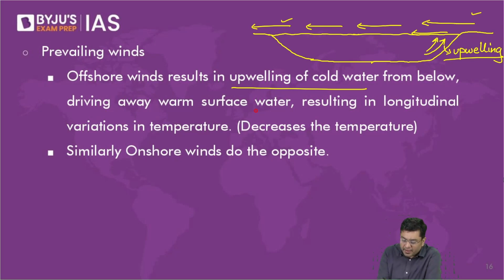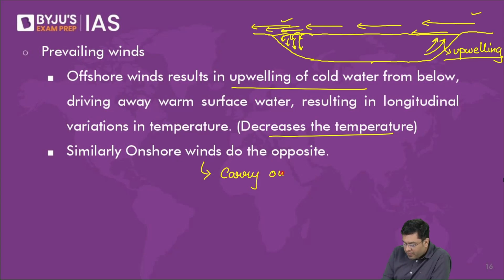And we have seen that upwelling ends up reducing the surface water temperature. Upwelling will always end up reducing the temperature of water in that area. In many of the regions where you experience upwelling, the temperature of the sea surface water is considerably lower. So upwelling decreases the temperature.